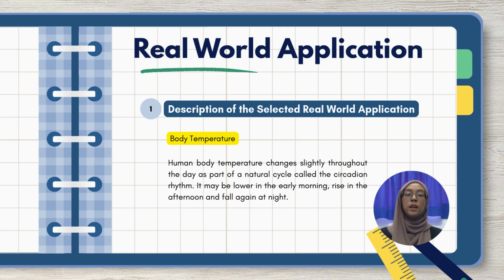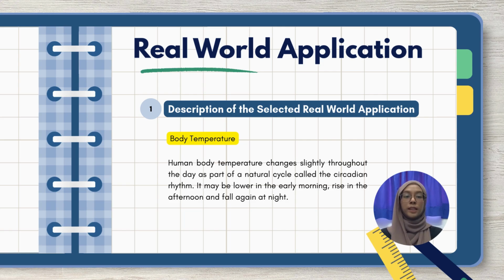Today, I will be discussing a real-world application of this topic by looking at how human body temperature changes throughout the day. First of all, we need to know that human body temperature changes slightly throughout the day as part of a natural cycle called the circadian rhythm. Generally, it may be lower in the early morning, rise in the afternoon, and then fall again at night.